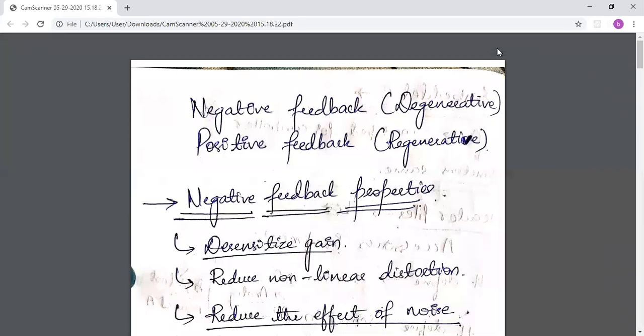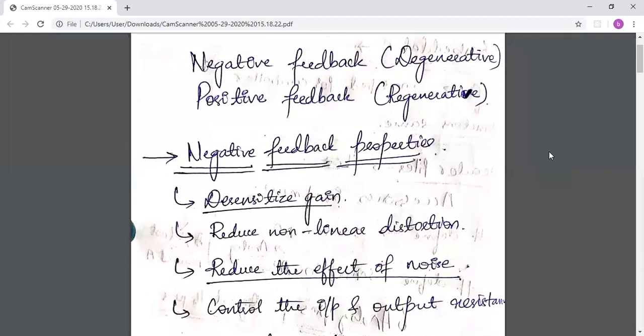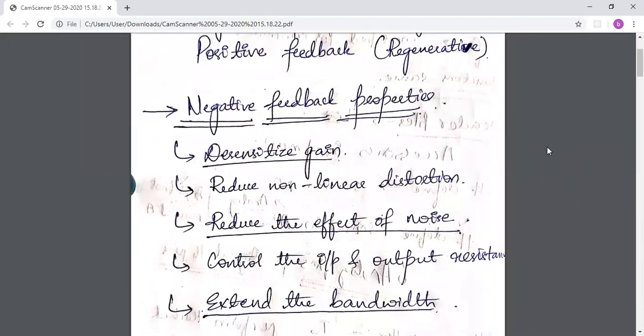Hello everyone. In the previous session, we studied the general feedback structure. So now in this session, we'll study some properties of negative feedback. The properties of negative feedback are desensitization of gain, reduction of nonlinear distortion, and reduction of the effect of noise. With the help of negative feedback, we are also able to control the input and output resistances to the desired value, and it is also possible to extend the bandwidth of the amplifier.